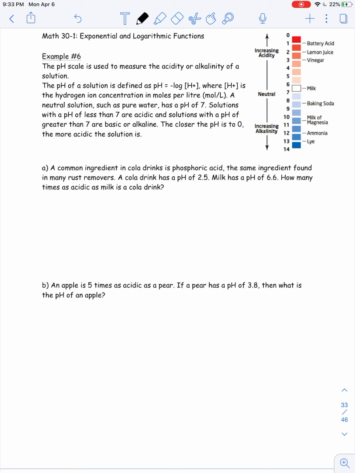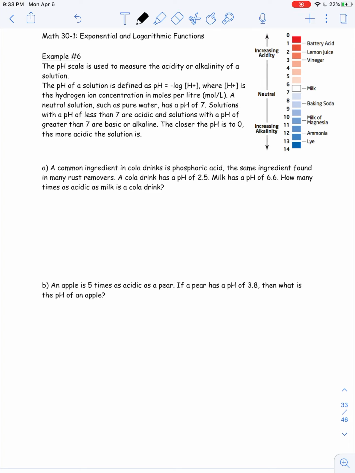So a neutral solution is going to have a pH of 7. Anything less than 7 is acidic, anything more than 7 is basic or alkaline. And the closer a pH is to 0, the more acidic the solution is. So the lower the number is, the more acidic it is.